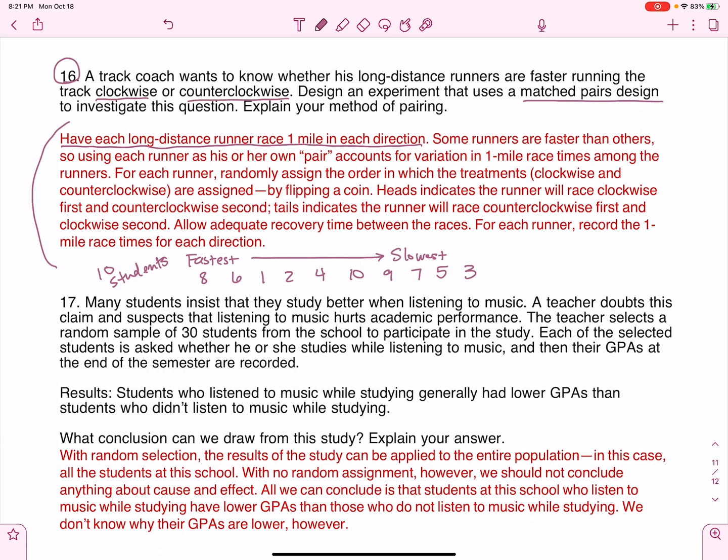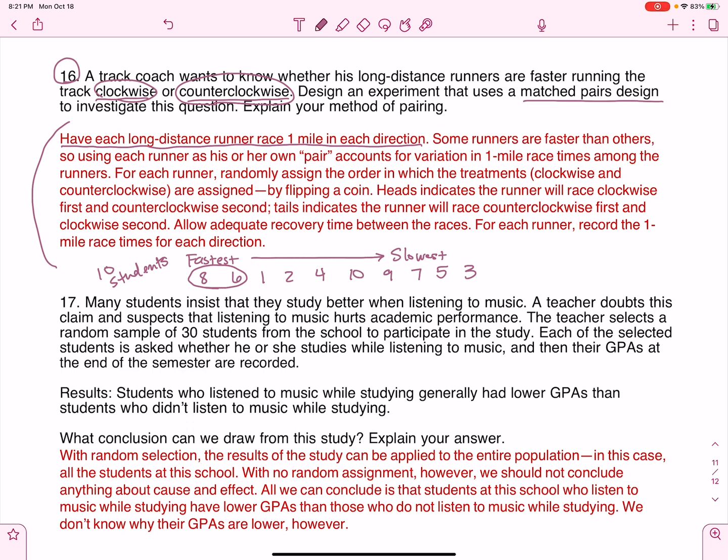All right, so my fastest runner is runner 8. My next fastest runner is number 6. So I'm going to take these two guys here because I'm assuming their times are pretty close together. And what I'm going to do is I want each of them to experience both of the track running clockwise and counterclockwise, because remember, this is a matched pair design. So I'm going to pair people up. I'm going to randomly select one of them to do it one way while the other one does it the other way. Then they're going to switch. So I've got both of the people in the pairs experiencing both treatments.